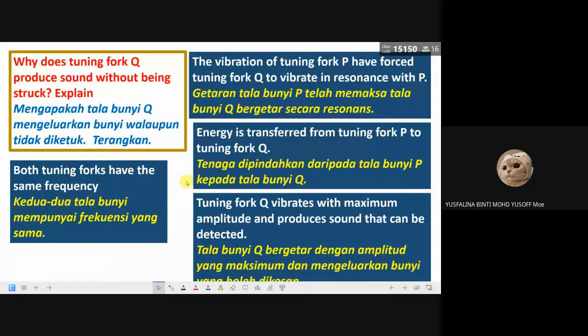So we saw the video just now. When it hits P, Q also produces the sound, because they reach the natural frequency, and the natural frequency is the same, and the process we call it resonance, right?